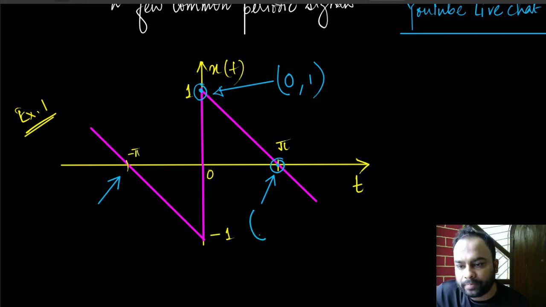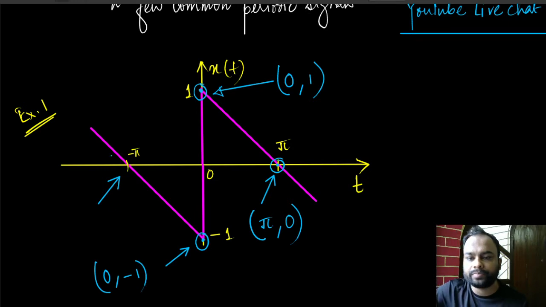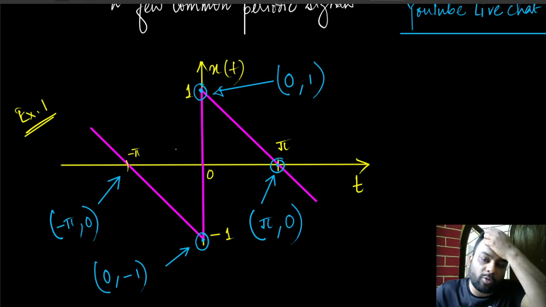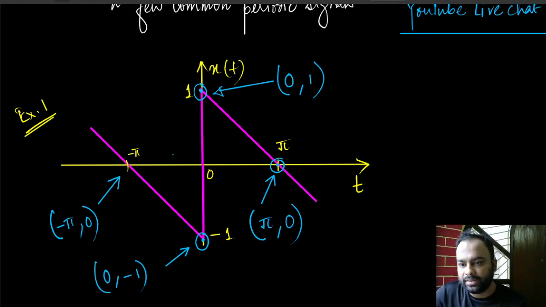And what about this point? The abscissa is pi, which is the time here, and the magnitude is 0, which is the ordinate. So this point is (pi, 0). I don't think there is any issue with that. Similarly, this point is (0, -1), and this point is (-pi, 0). So now we have all 4 points for expressing these two straight lines. Let's first express this straight line we are talking about.